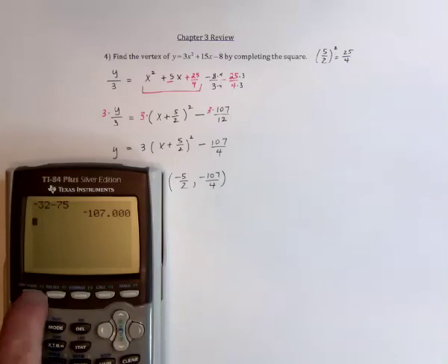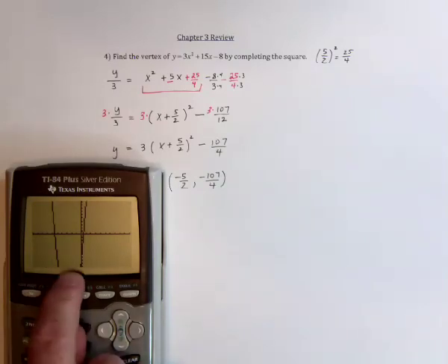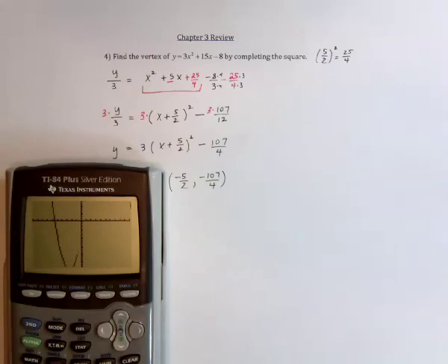So graph the original function, 3x squared plus 15x minus 8. And then zoom standard. Well, the vertex is way down here, so I need the window to go farther down, let's say negative 25. Almost made it. How about negative 30? All right, there's the vertex down there.